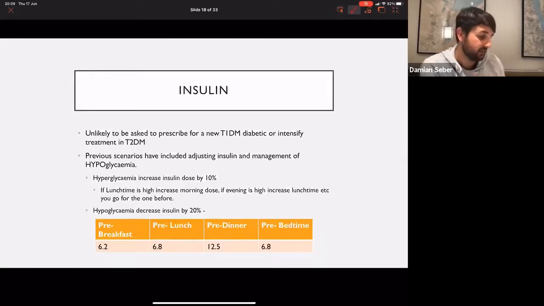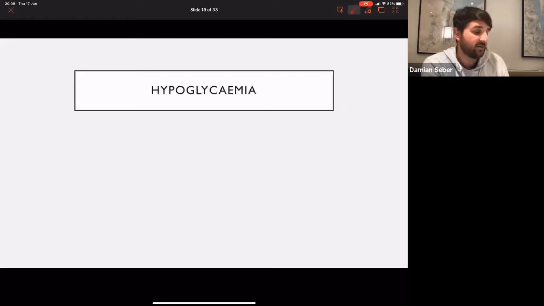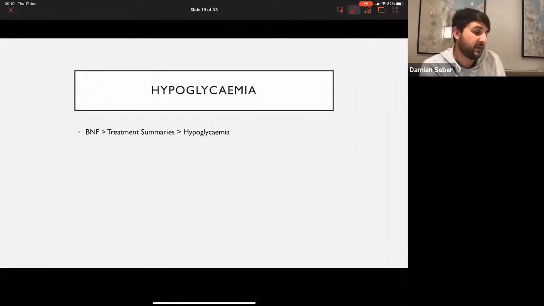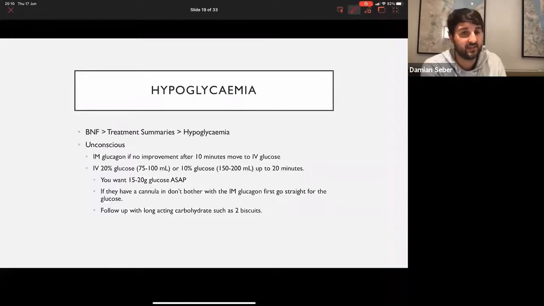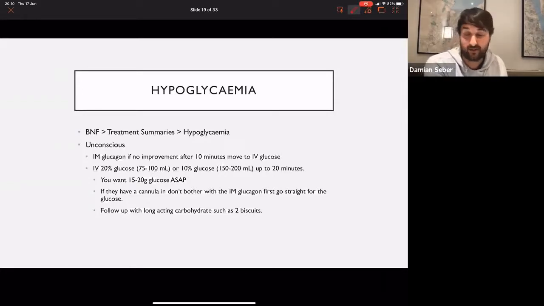Yeah, perfect. Okay, so management of hypoglycemia, and I've written a prescription up for you as well, so you've got a reference of how to prescribe the glucose. It's BNF treatment summaries, hypoglycemia. It's quite easy to find, and it's grouped into unconscious and conscious. If they're unconscious, the BNF says to give IM glucagon, and if no improvement after 10 minutes, move to IV glucose. In reality, you're going to be getting that cannula in, unless they already have one, and getting the glucose in quite quickly. But that's practical prescribing.